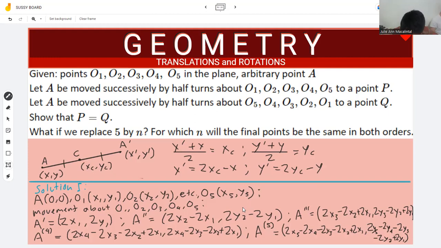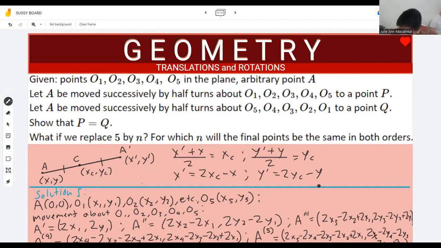I will just screenshot this. So it means after 5 rotations, this is the result that comes out.